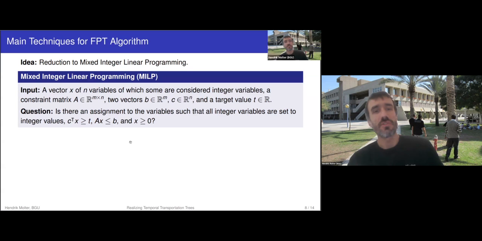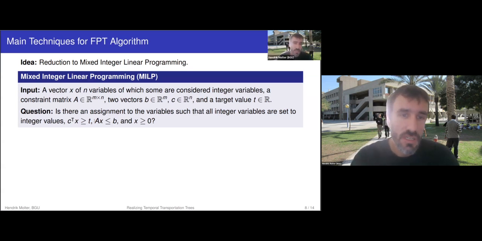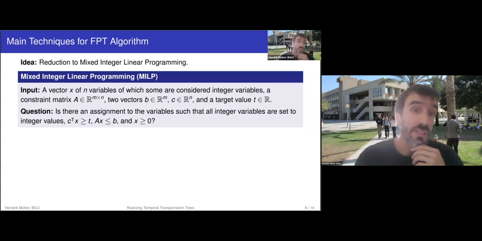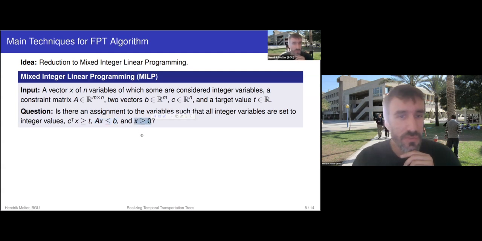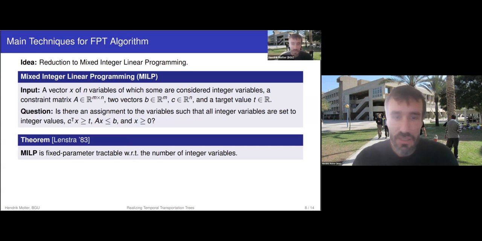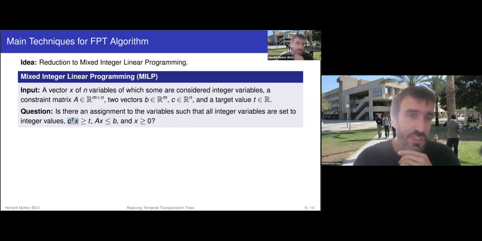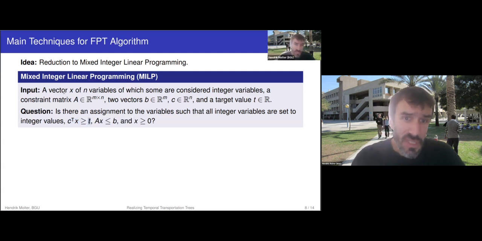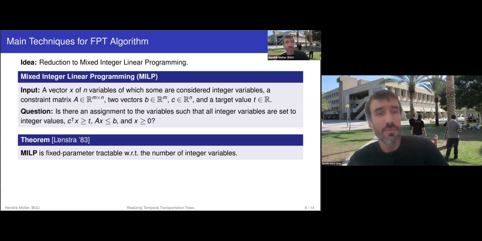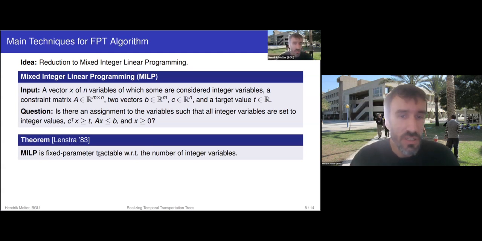And we ask ourselves whether there's an assignment to the variables such that all integer variables are actually set to integer values, we obey all the constraints encoded by the constraint matrix, and we also want to use non-negative values. And we want that the objective function that we want to maximize is at least the target value T. And this problem here is known since the 80s by the famous result of Lenstra to be fixed parameter tractable with respect to the number of integer variables.